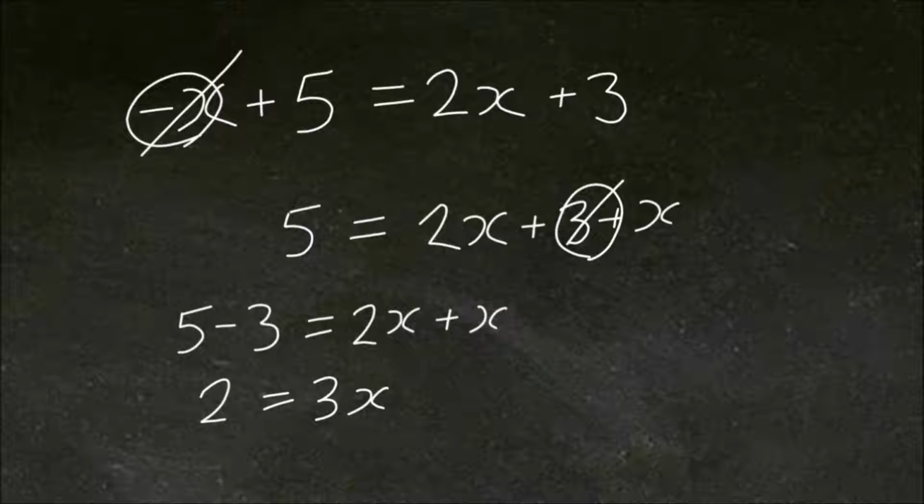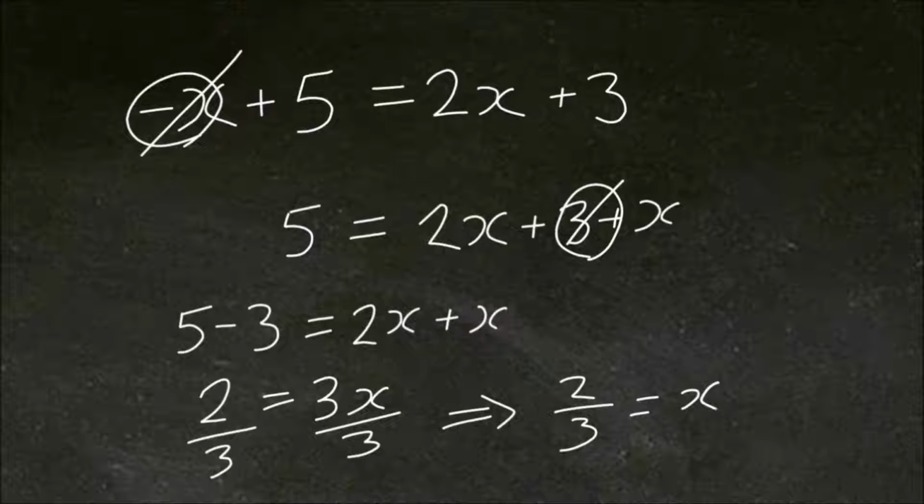To get rid of this 3 in front, we do what we did last time. We'll divide both sides by 3. So this gives us 2 over 3 is equal to x, or x equals 2 over 3. We'll do one last example, which is a bit more complicated.